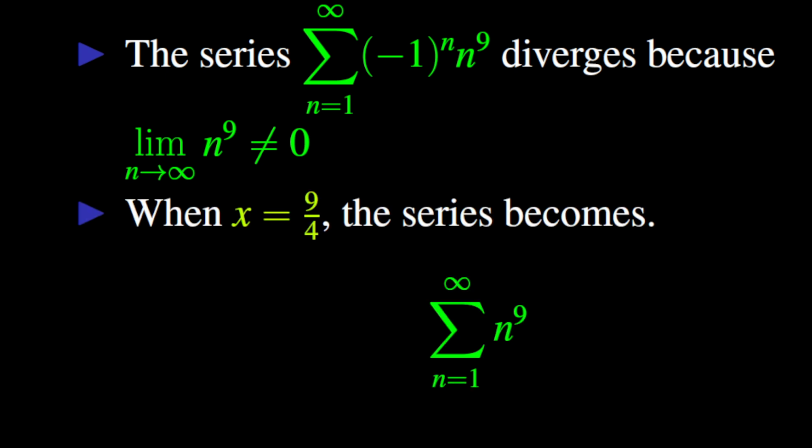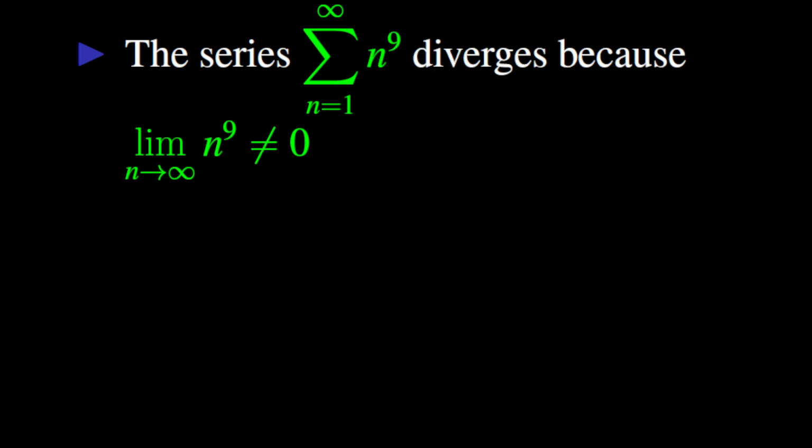When x is equal to 9 over 4, the series becomes a series with terms n to the power 9. Using the divergence test, we conclude that the series diverges because the limit as n goes to infinity of n to the power 9 is not equal to 0.